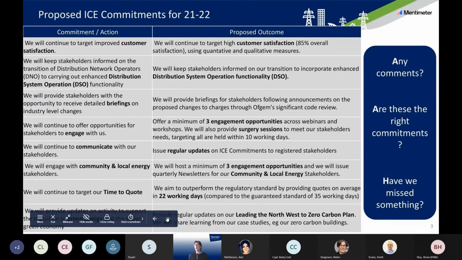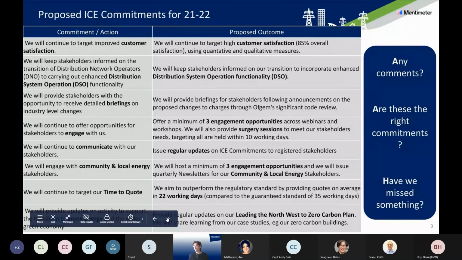So on screen we have a list of commitments for next year that we've pulled together. As I say, I'm looking for any comments that you have. Are they the right commitments, and have we missed anything? So some of them are a continuation of this year, so you'll recognise some from the overview that Amy's just given us.